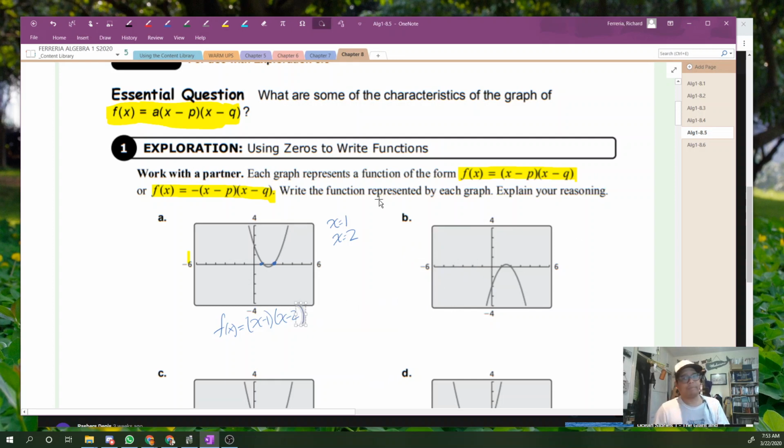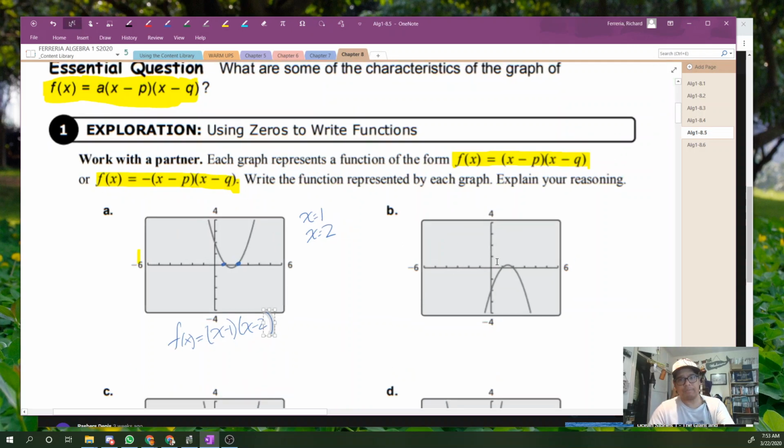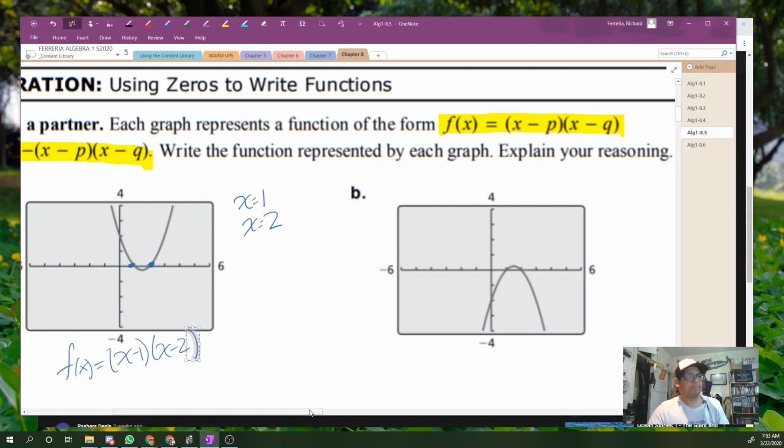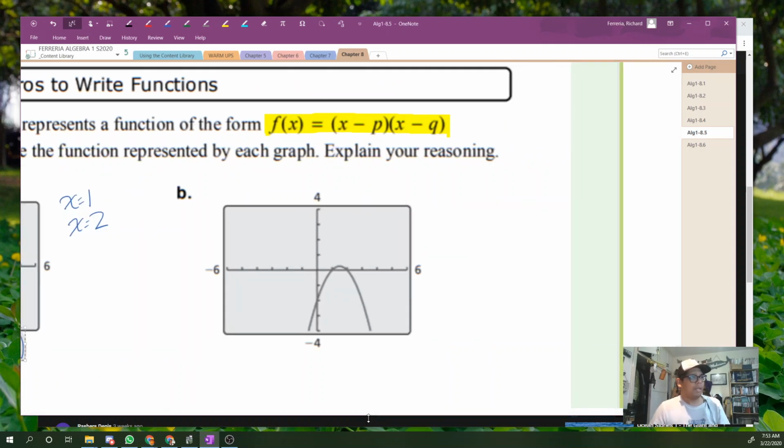This one over here, maybe we should zoom into these. All right, that's a sufficient zoom. This one here has the exact same roots, x equals 1 and x equals 2. So when I write this one, I'm still going to need an x minus 1 and an x minus 2.